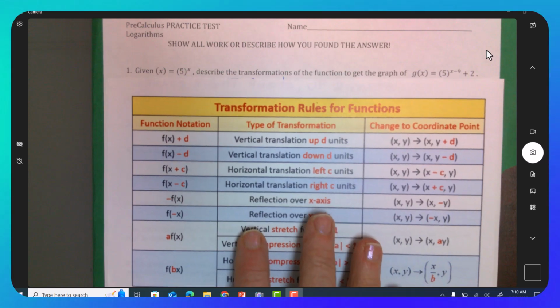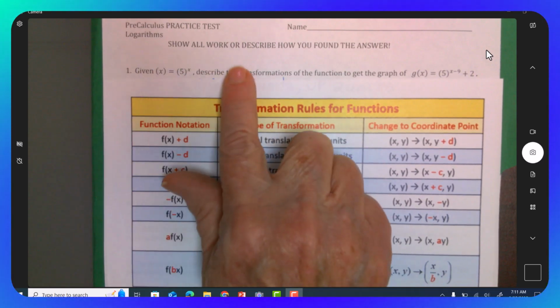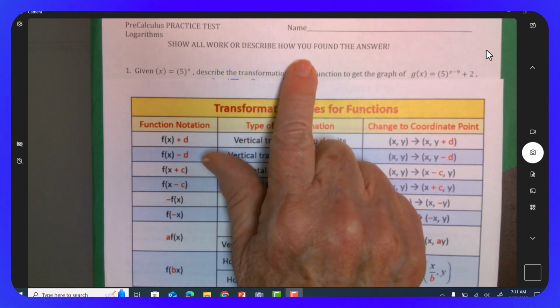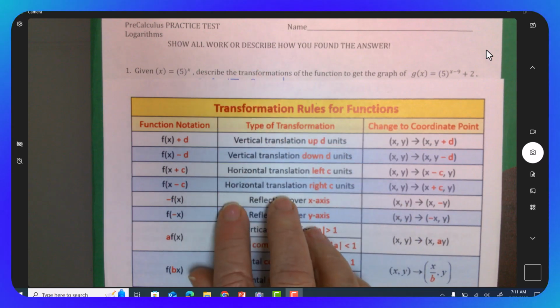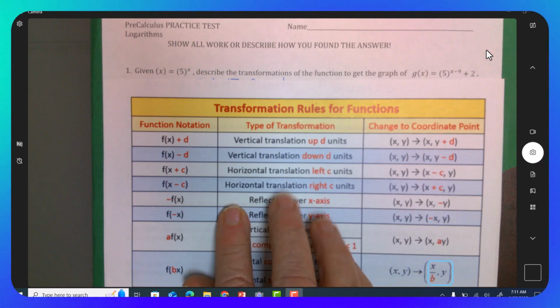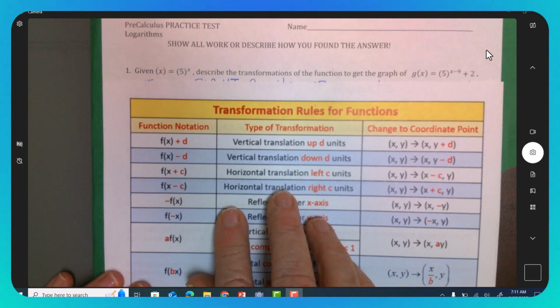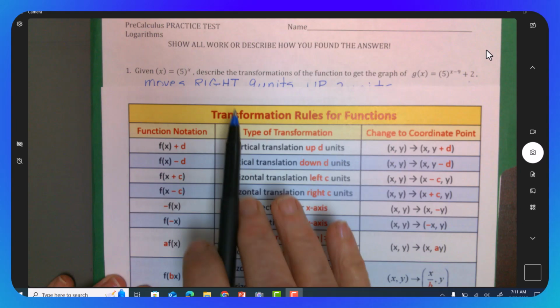Practice test over Unit 2, logarithms. Use your paper as you work through this to show your work, describe how you found the answer, take notes, ask questions, because you can use this with your notes on your test. We're going to take 2 days to cover the review, and you can reach out if you have any questions before you take the test.